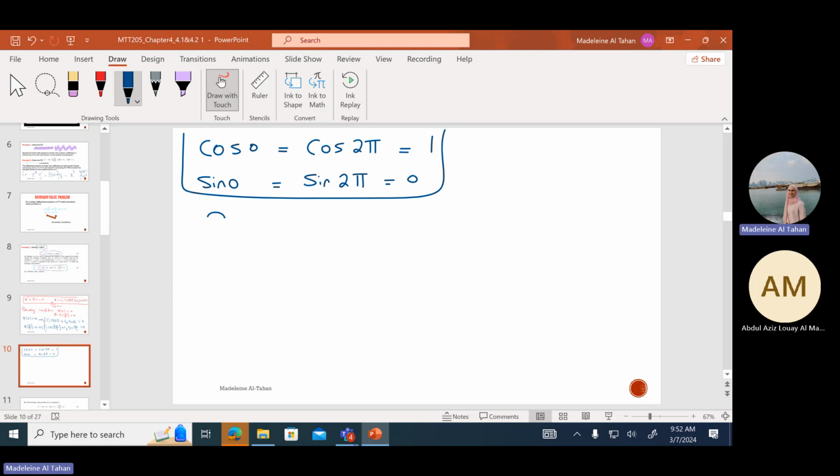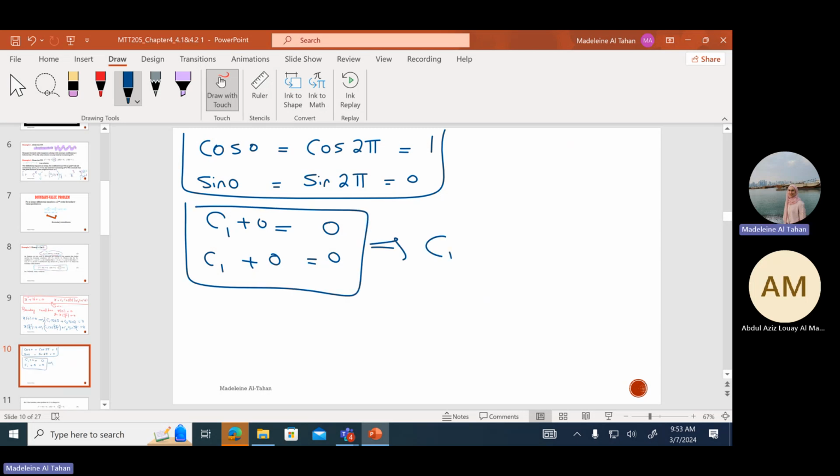So what will we get? C1 cosine 0, C1 equal to 0. Second one, C1 plus C2 times 0 equal to 0. So what did we get from the two equations? C1 equal to 0. How many equations do we have? Two equations. How many unknowns? But when we were solving, we got only C1. Did we get C2? What does this one mean?